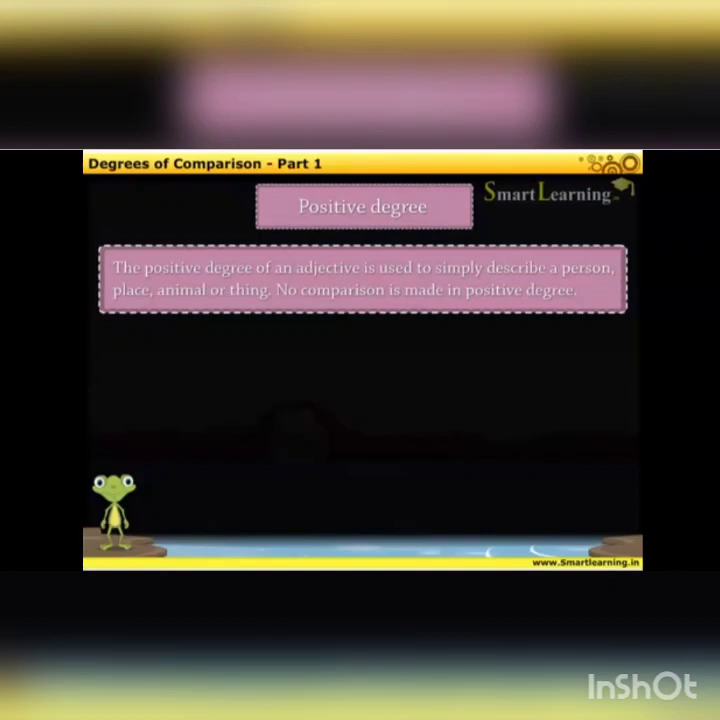I told you, it's the first original word, the original adjective. There is no comparison, there is no supremacy. So that's why positive degree is only to describe a person, place, animal or thing. There is no comparison. Let's take an example here.